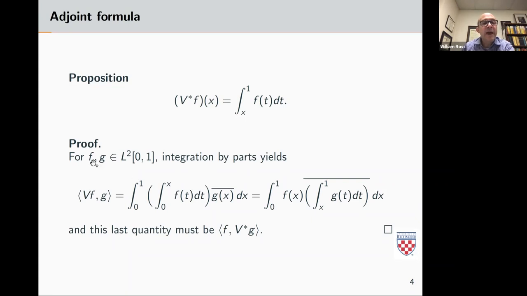All right, so for f and g in L2, look at Vf inner product with g. So this inner thing right here is Vf, and then I'm inner producting it with g. Okay, and so if you forgot your integration by parts, u is this piece and dv is this piece. Apply the integration by parts formula and things vanish at the boundary and you get f against this integral. So therefore, this piece right here has to be the adjoint of V applied to g.